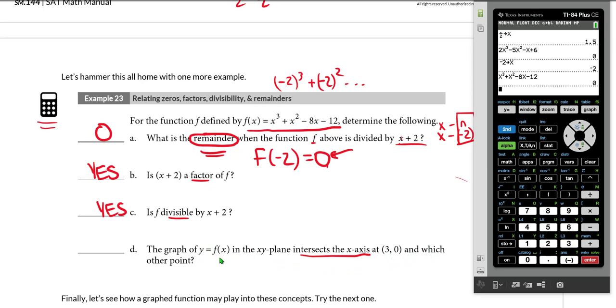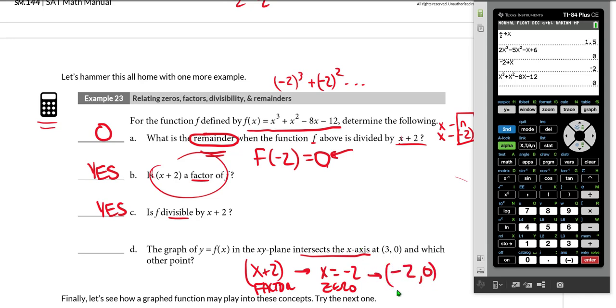So we know that if x plus 2 is a factor, then we also know that x equals negative 2 is a root or 0. And remember, roots or zeros are synonymous with x-intercept. So we know that this function will intersect the x-axis. It will have an x-intercept at negative 2 comma 0.